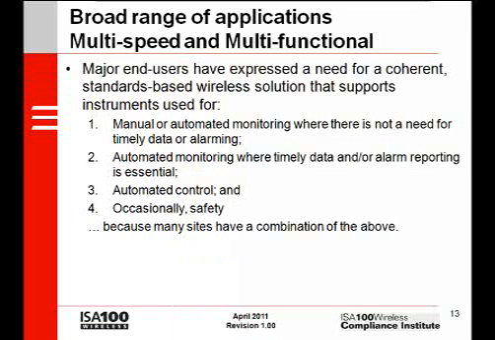ISA100.11a is designed to support a broad range of applications with one network and all at the same time. This network is multi-speed and multifunctional. Most end users have asked for a coherent, standards-based wireless solution that supports instruments used for a bunch of different things. Manual or automated monitoring, where there is no need for timely data or alarming. Automated monitoring, where timely data and/or alarm reporting is essential. Automated control, and occasionally safety, because many sites have a combination of these.